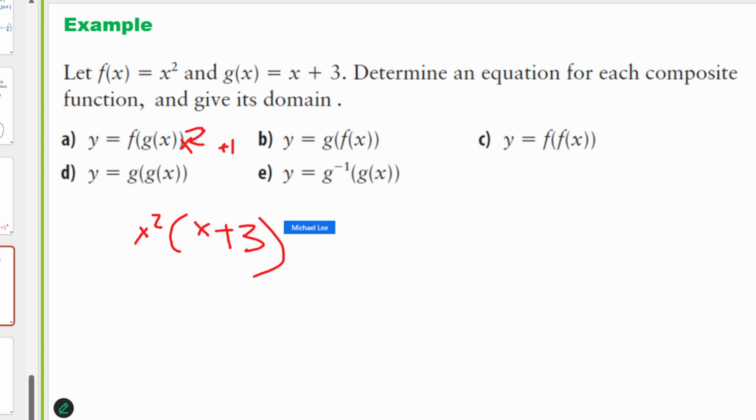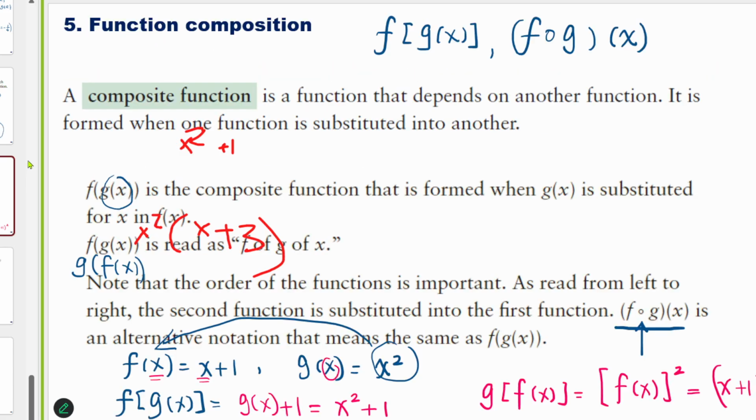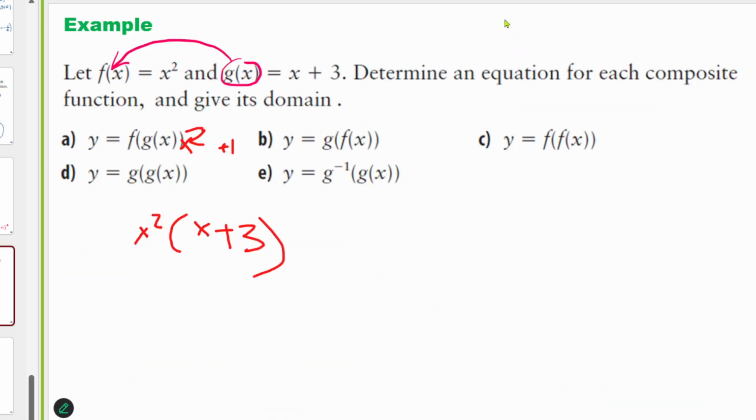Is this right for the first one? I'm not too sure. Okay, in the first one, what is the input? The input is g(x), right? If you're not sure, just try to insert g(x) here. So what will you get? If the input is x, the output is x squared, right? So if the input is g(x), the output should be g(x) squared. Can you see that?